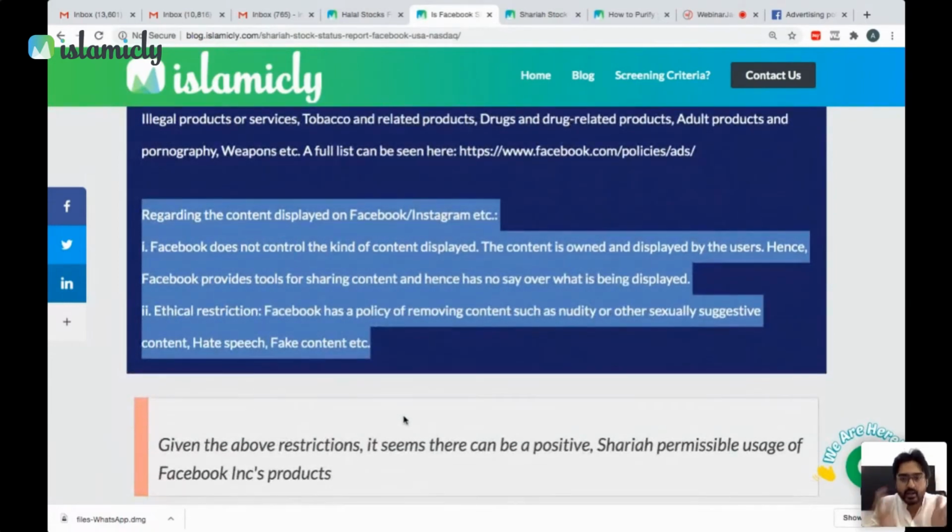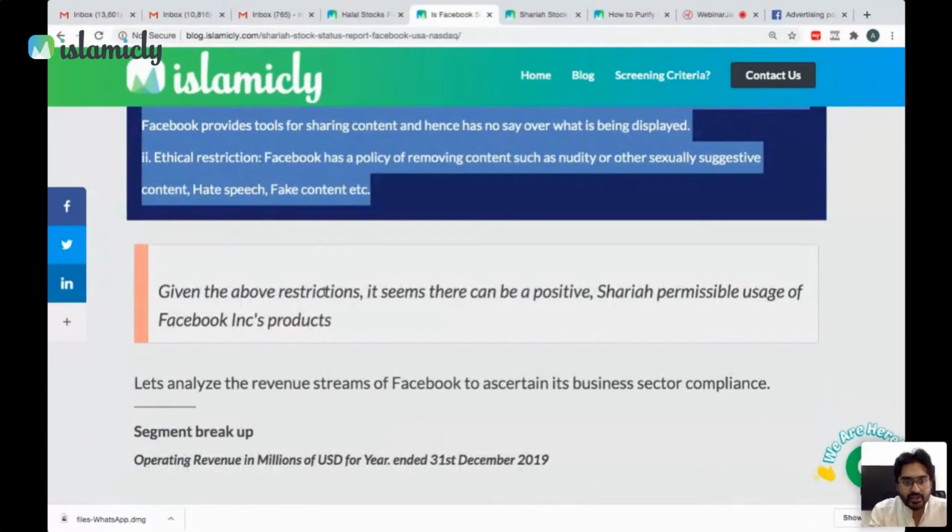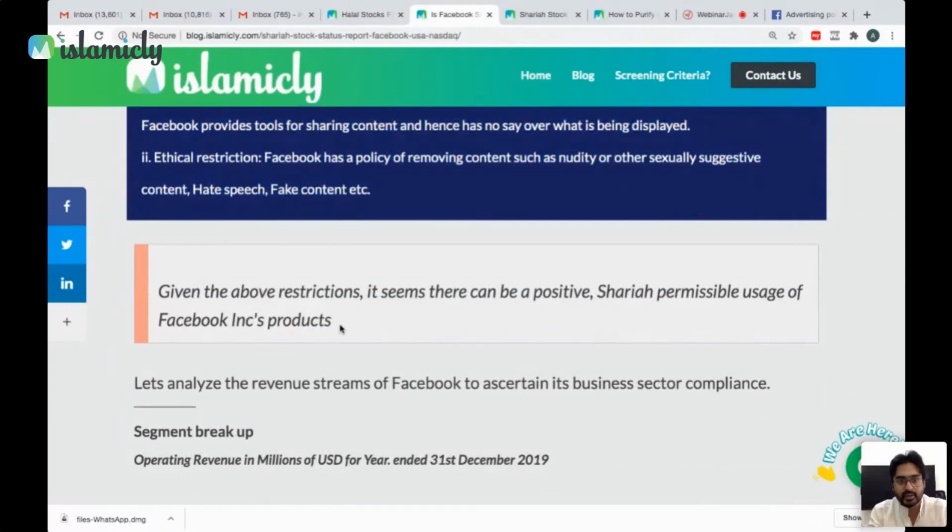Hence, the content on Facebook has a permissible use as well. Hence, the Sharia committee believes that as a product and as a technology provider, its products are Sharia compliant and cannot be removed on the basis of the content that is published over there currently. So given the above restrictions, it seems there can be a positive Sharia permissible usage of Facebook in its products.